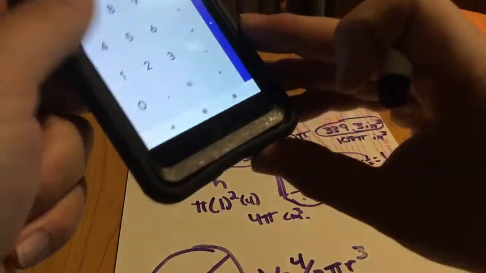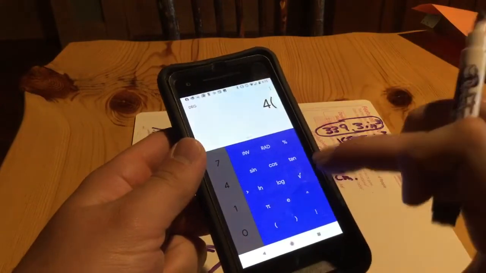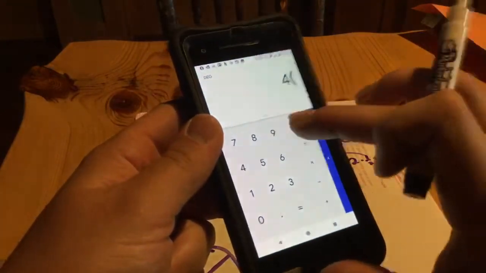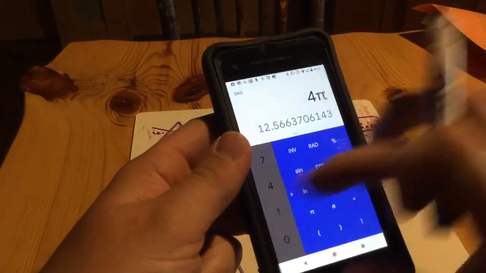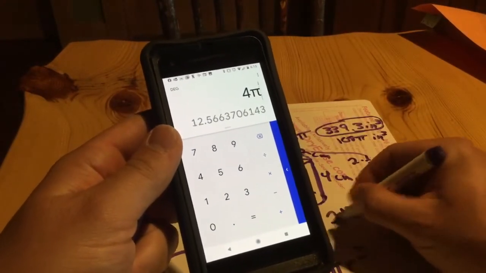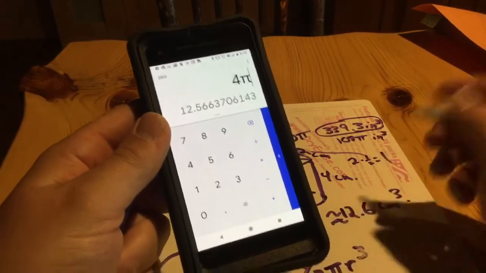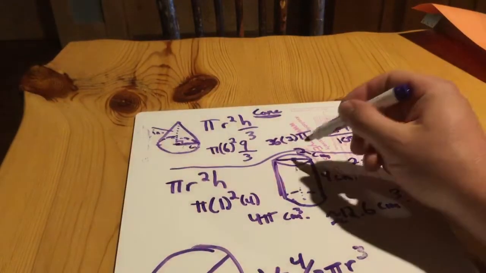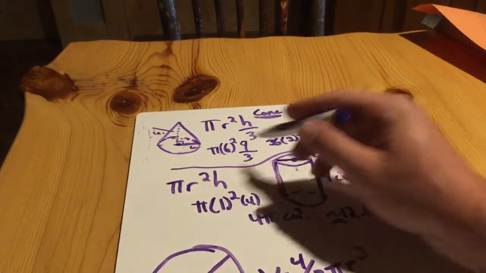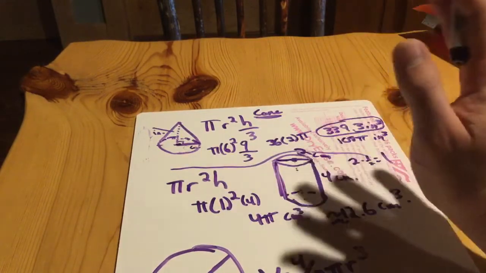So let's say we have 4 pi, which is about 12.6 centimeters cubed. All right, so that is cylinders. If it's just to this dot, you just put that number in. If it's all the way across, you put half that number in. So hopefully that makes sense.